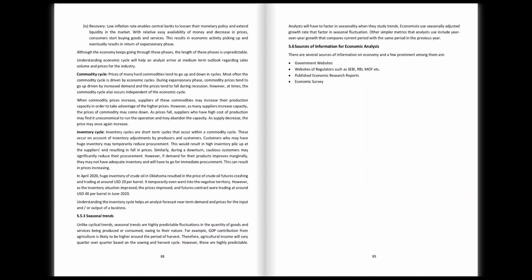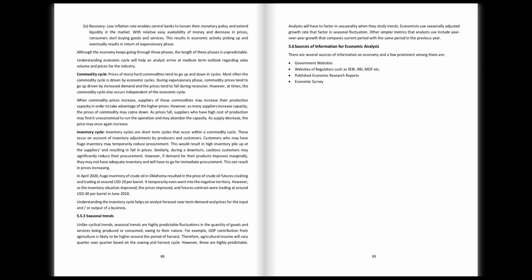4. Recovery. A low inflation rate enables central banks to loosen their monetary policy and extend liquidity in the market. With relatively easy availability of money and decrease in prices, consumers start buying goods and services. This results in economic activity picking up and eventually results in the return of the expansionary phase. Although the economy keeps going through these phases, the length of these phases is unpredictable. Understanding the economic cycle will help an analyst arrive at a medium-term outlook regarding sales volume and prices for the industry.